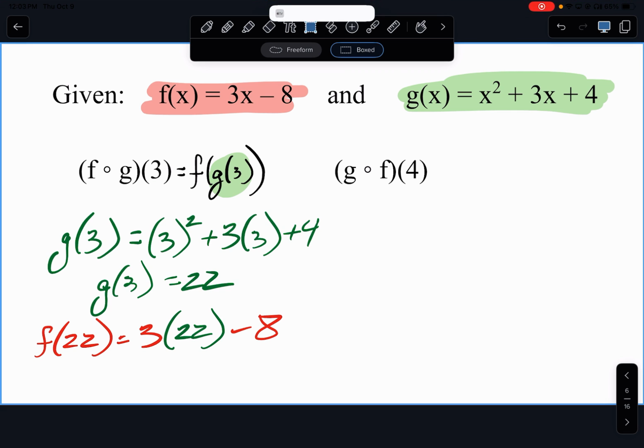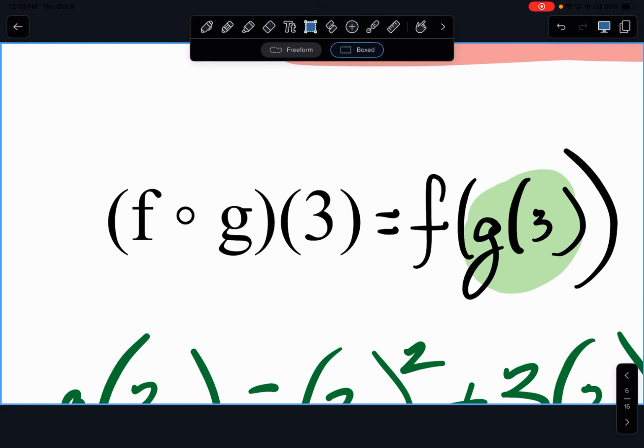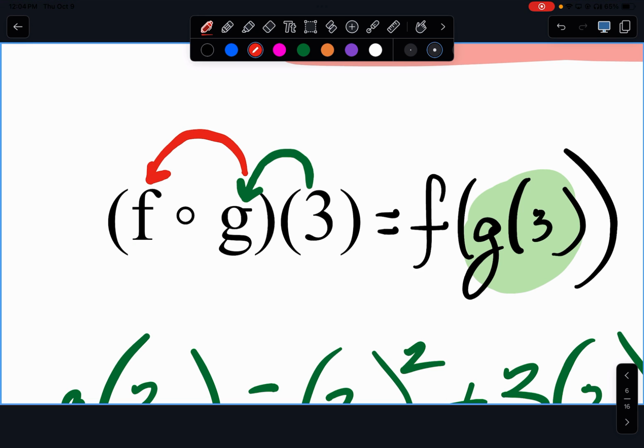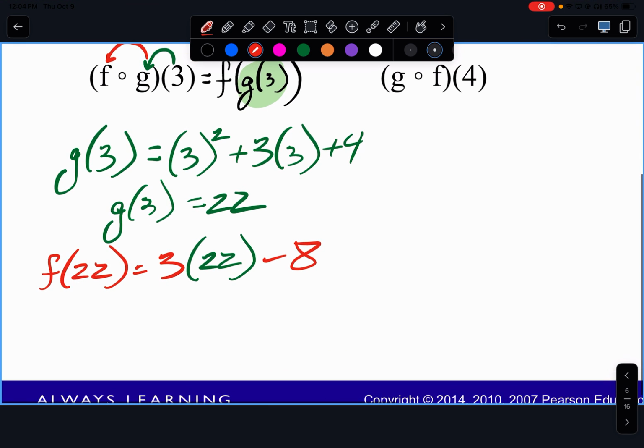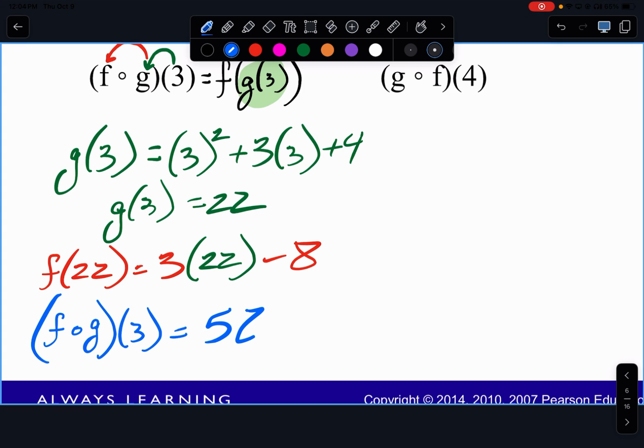Visual here is what we're doing. If I look at this notation right here, I am taking 3 and plugging it into my g of x, and then whatever I get there, I'm plugging into my f of x. Okay, if that helps you visualize that. So now we're going to do our math down here. 3 times 22 is 66, minus 8 is 58, right? So then f compose, and I'm going to write it in the original notation. So f compose g of 3 equals 58.